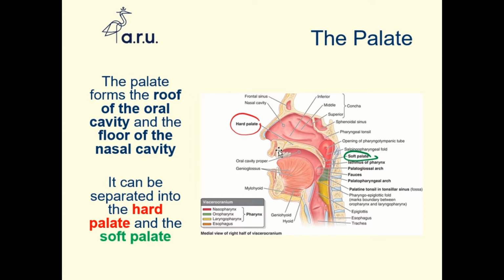So you can see the palate is not only forming the floor of the nasal cavity, it is also forming the roof of the oral cavity. And as you can see clearly over here, the palate is formed of a hard palate and a soft palate. The hard palate is bony, and we'll talk about the bones contributing to the hard palate in a second. The soft palate, on the other hand, as the name indicates, is formed of soft tissues, primarily the muscles, which are covered over by the mucosa.